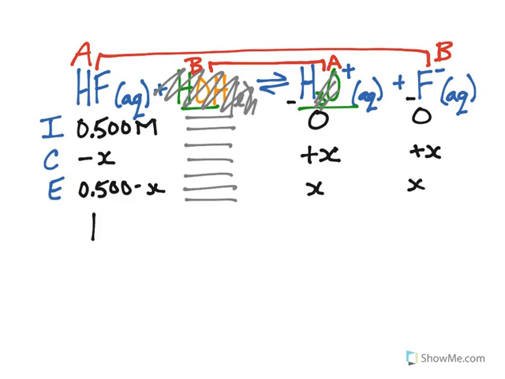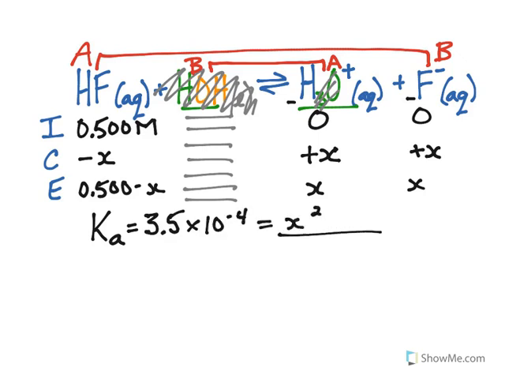And we're going to use the Ka value as indicated on your data booklet to figure out that dissociation amount. And so our data booklet indicates that the Ka value of HF is 3.5 times 10 to the negative 4. And now all we need to do is solve for x.